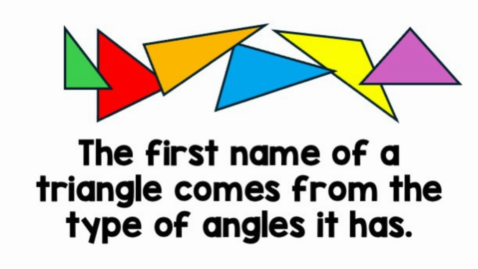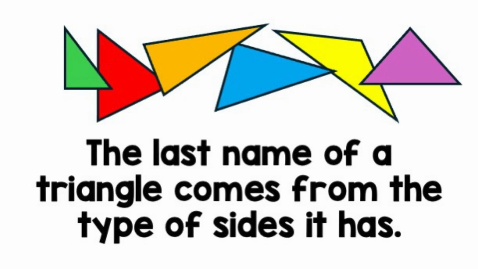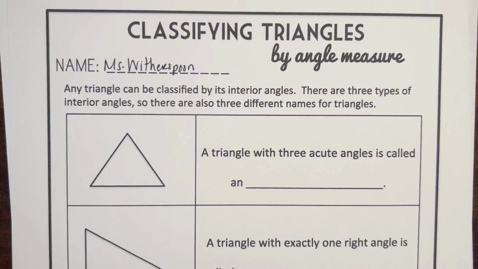The first name of a triangle comes from the type of angles it has. And the last name of a triangle comes from the type of sides it has. Today, we will just be focusing on the first names of our triangles. We'll get to the last names tomorrow.